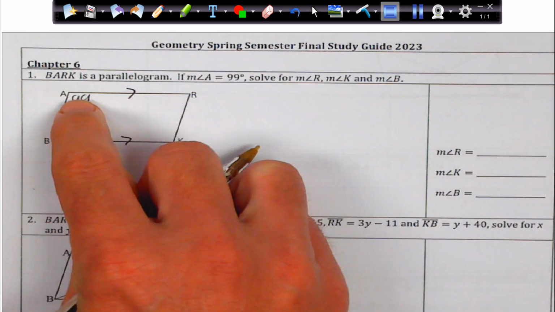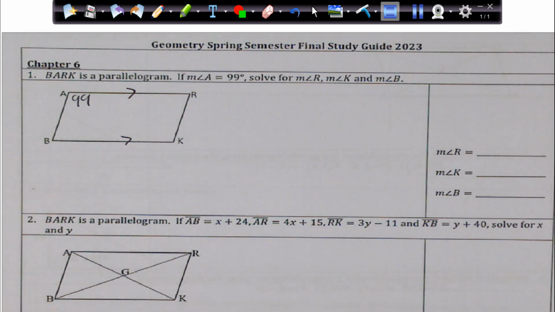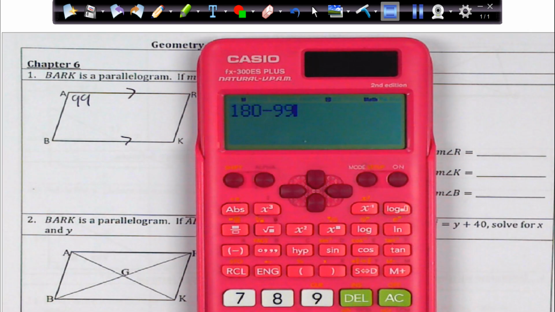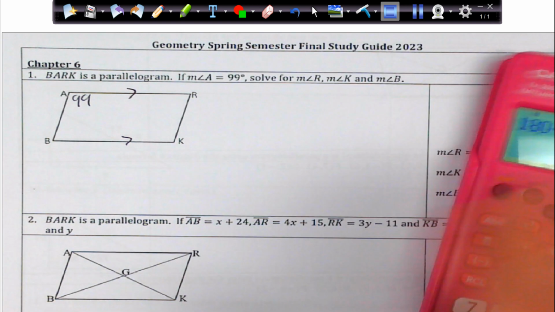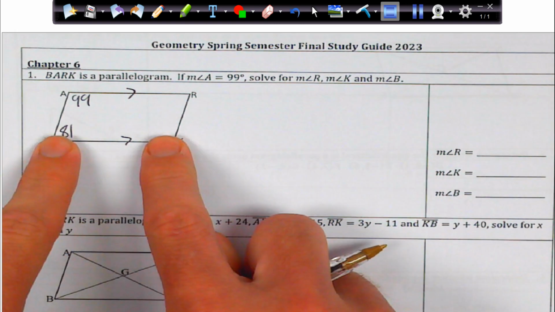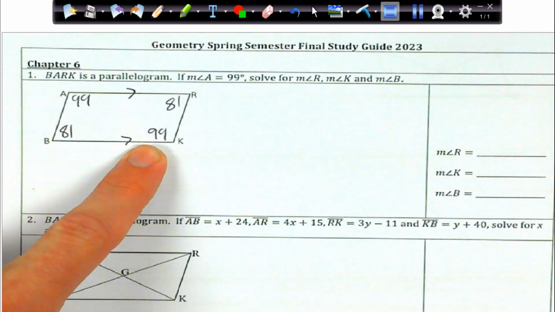So this makes them same side interior angles. So we just have to say what plus 99 equals 180, or 180 minus 99, which gives us 81. And then we also know that these two are also going to be same side interior, so this would be 99 and this would be 81, because that's the only way it could happen.